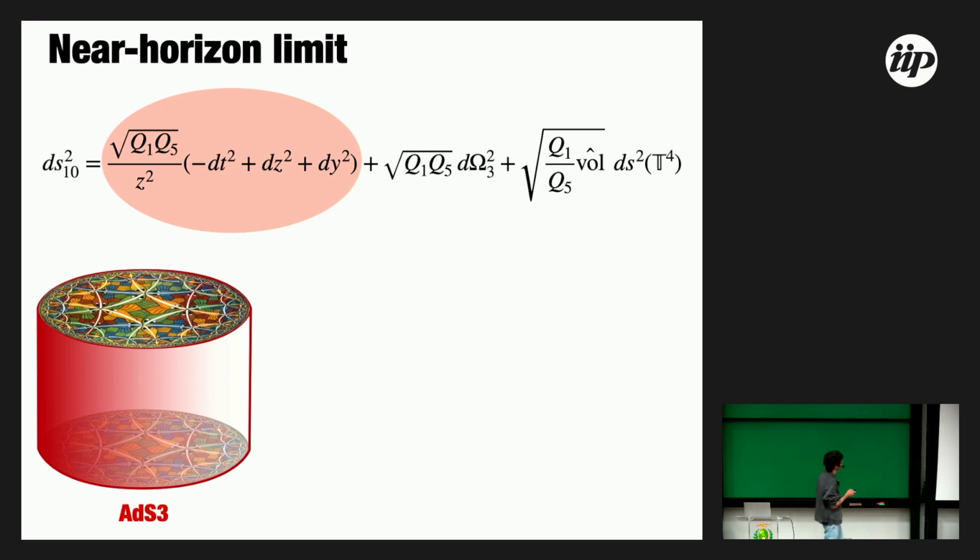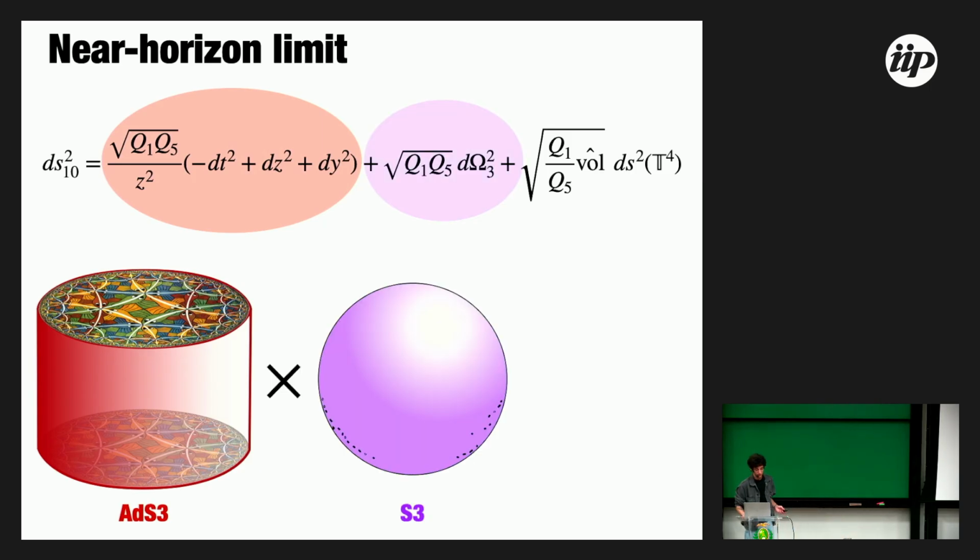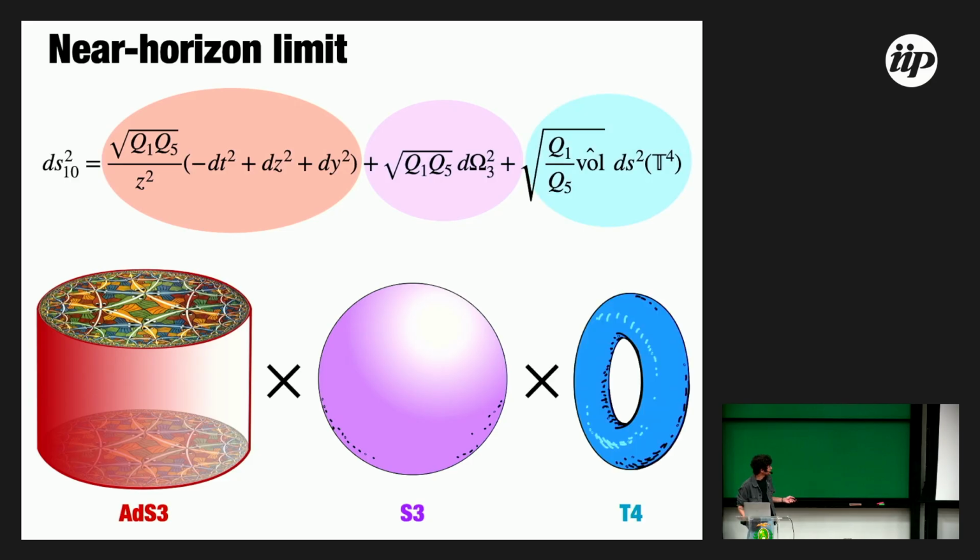This factor is the metric of AdS3. The other one is a sphere. This dΩ is by definition the metric of a sphere. And finally, here you have a torus. This is the metric of a torus. So near the horizon, the geometry becomes AdS3 with a factor of a sphere and a factor of a torus. The presence of AdS3 tells us that there is a conformal field theory that is equivalent to this AdS3. And the conformal field theory is a quantum theory.